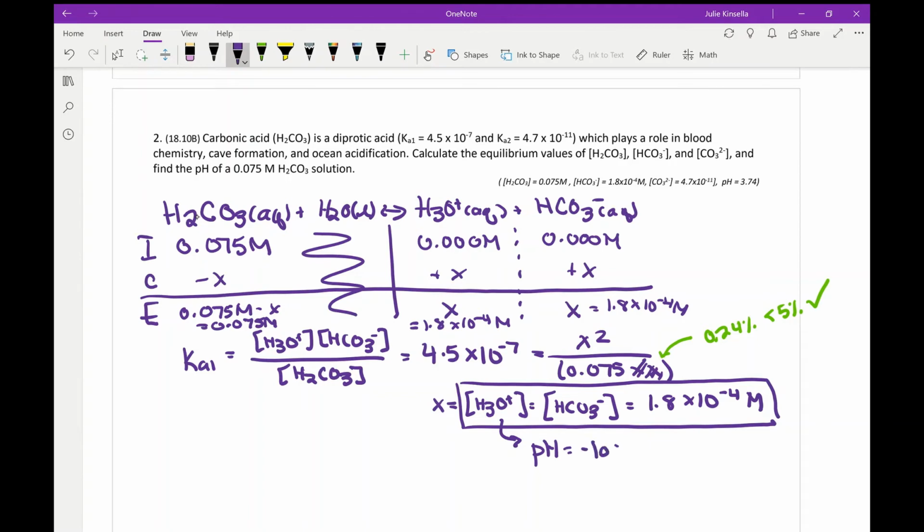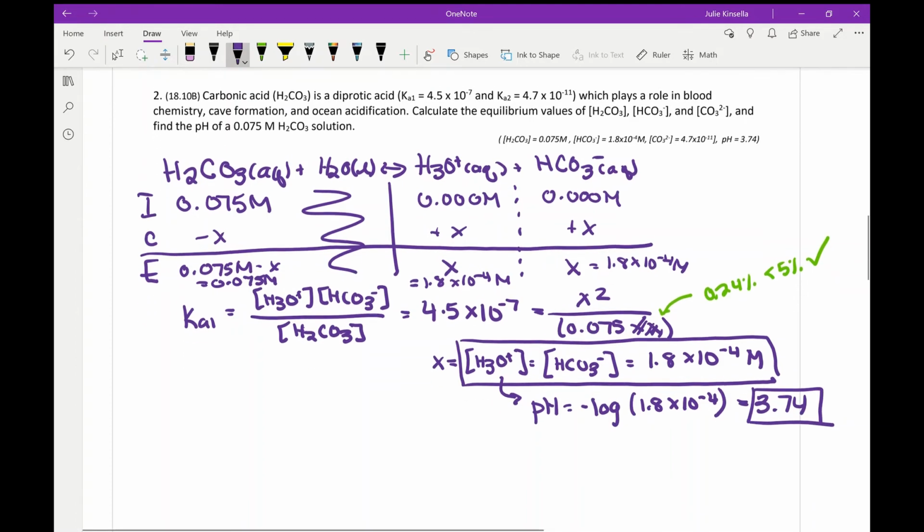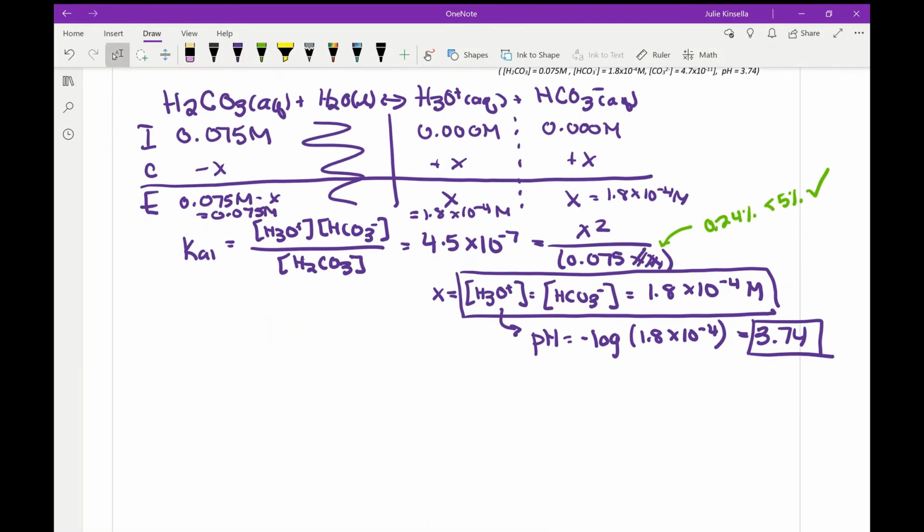So we can take the negative log of that value, which gives us, rounding to 2 sig figs, 3.74, which was another piece. And again, like we just talked about in the previous example, yes, there's going to be additional hydronium from the second ionization, but it's going to be an insignificant amount to affect that pH. All right, then we can move on and undergo the second ionization. Okay, that is going to react with our water and then leave us with the carbonate ion and hydronium.